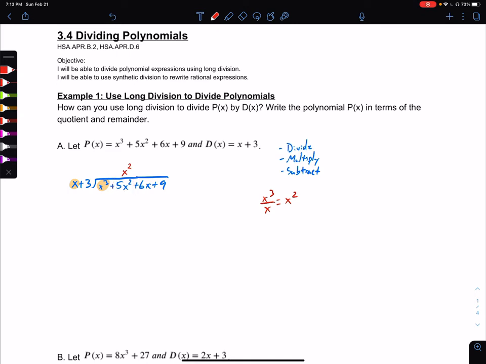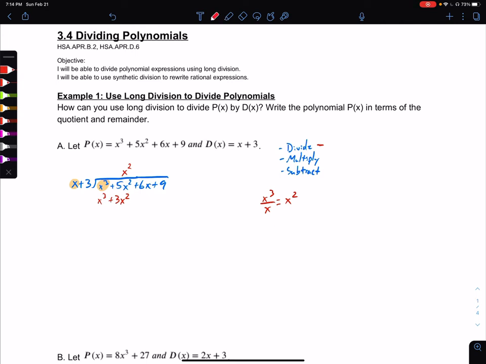Now, that was our first step: we divided. Now we want to multiply. You're going to multiply this top x squared term by the term on the outside, x plus 3. So x squared times x, think of it as distribution, gives x cubed, and then x squared times 3 is 3x squared. A couple of things you want to check for here: these two terms should always match up, which means you divided properly. And then these two terms should be of the same degree. They're both to the power of 2, so that's a good sign.